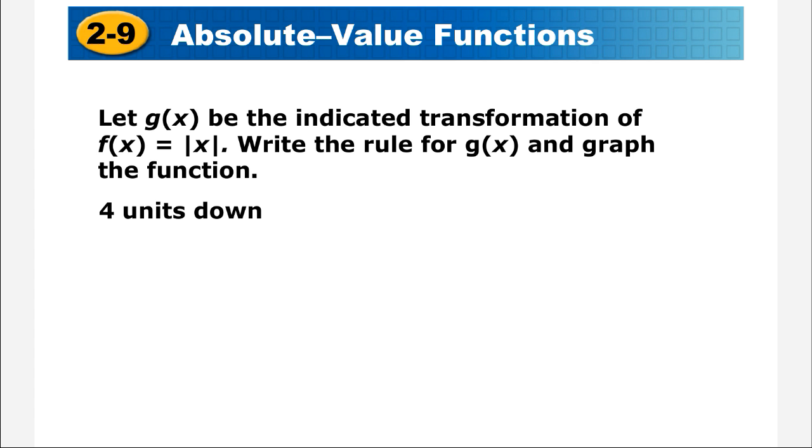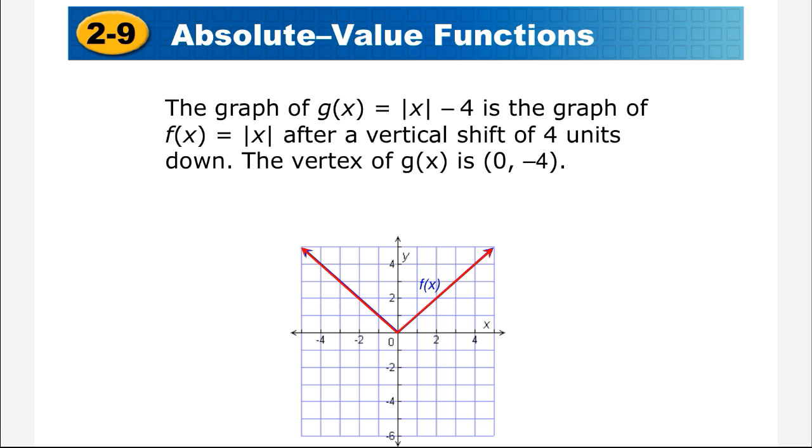All right, let's go 4 down. G of x equals the absolute value of x minus 4. And to graph that, we would go down 4, and our new vertex would be (0, -4).